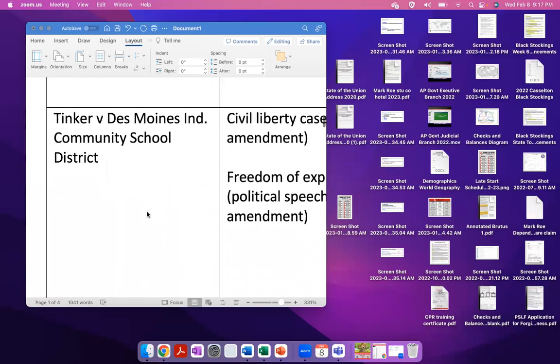Another freedom of speech or freedom of expression case: Tinker versus Des Moines. Again, this deals with the kids in Iowa. They wore their Vietnam armbands to school. The principal threatened to suspend them. Again, those armbands, anybody remember what they look like? They were like a black armband with a circle and a cross through Vietnam, I believe. Yeah, and then there was a peace sign on them too, I believe.